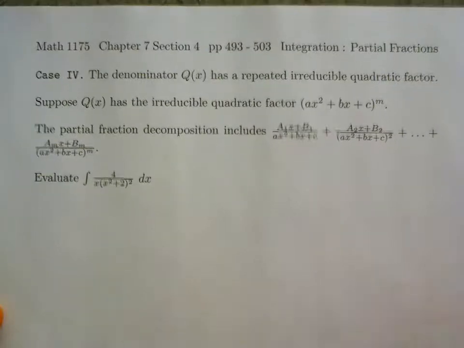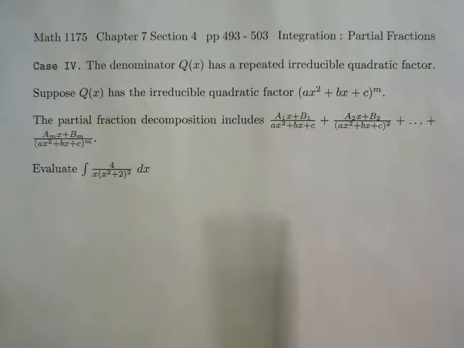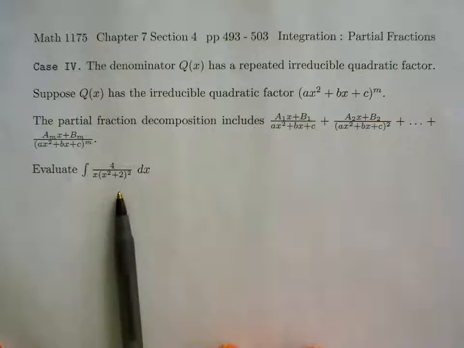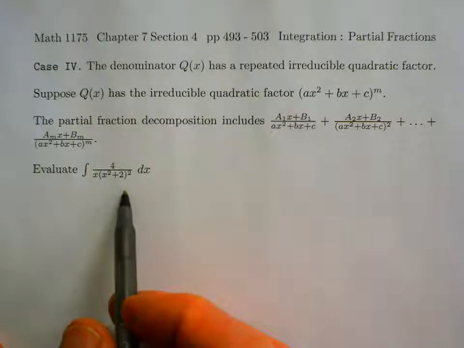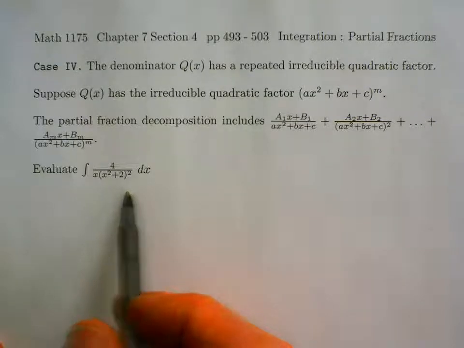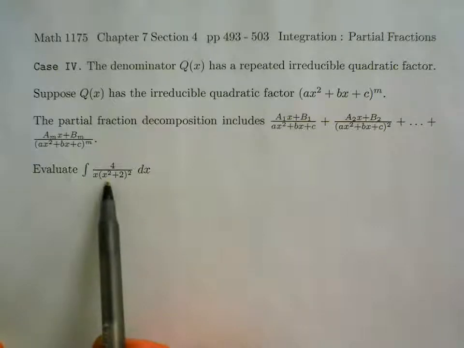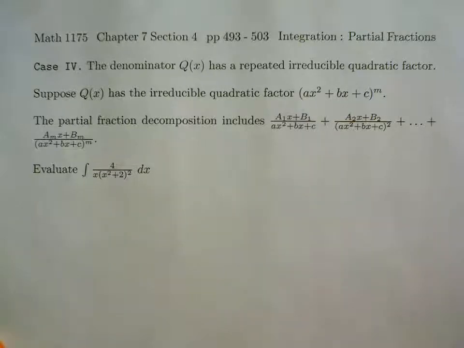Okay, so in this example, it doesn't take much to get a fairly complicated case 4. This is about as simple as you're going to ever get, but it's still going to be quite a lot of tedious work involved. So we do have one linear factor, which is just x, and x squared plus 2 is irreducible, and it's raised to the power 2.